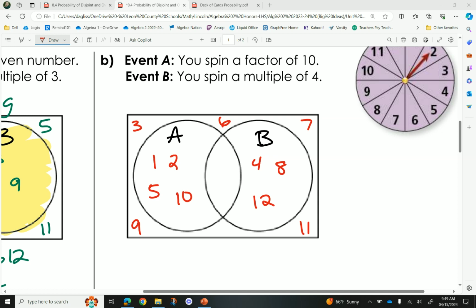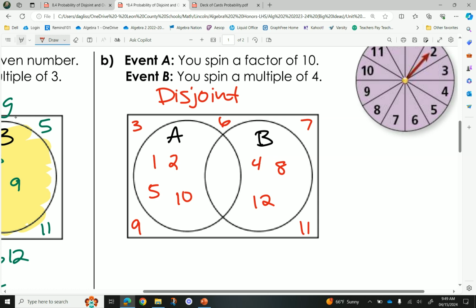Are we overlapping or disjoint this time? We are disjoint because they have nothing in common. Between the numbers 1 and 12, there is not a number that is a factor of 10 and a multiple of 4. All right, part 2.